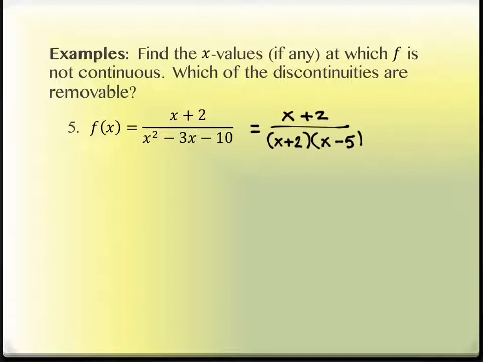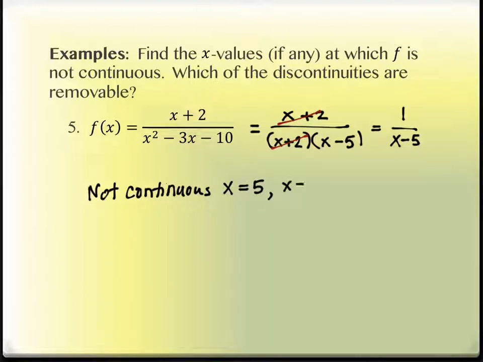Okay, so if we were working with this problem, what would we do next? We would cancel the x plus 2's, right? And we'd be left with 1 over x minus 5. Now, there's two questions. The first question is, where is it not continuous? Is that the only place? It's not continuous at 5 and at -2. But different things are happening because one of those reduced, it was removed, and the other one was not.